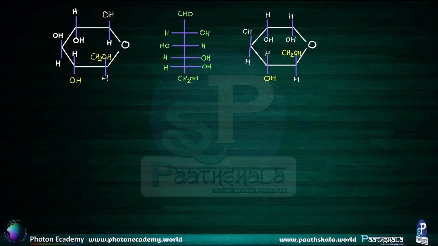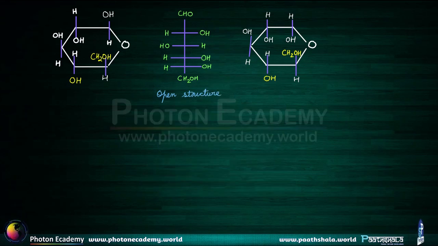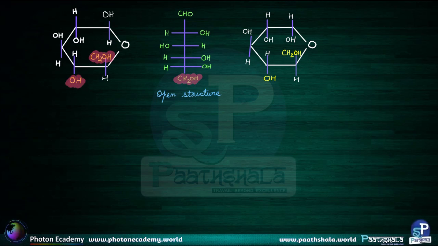Now, when I was drawing the cyclic structure from this open structure that I have, I was confused as to why I am keeping this CH2OH group at trans position. So what am I talking about? I'm talking about this CH2OH group which I am placing at trans position with this OH in both the cyclic structures. Now, why did I place it at the trans position?